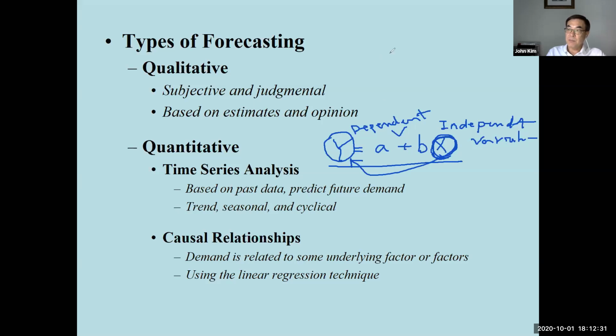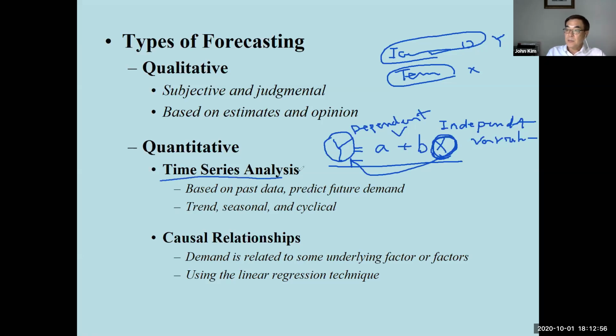Like ice cream demand and the weather temperature. So if we know the temperature, then we can forecast ice cream demand like this. So this one will be the X variable, and this will be the Y variable.